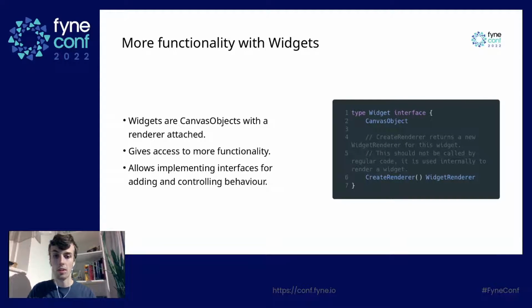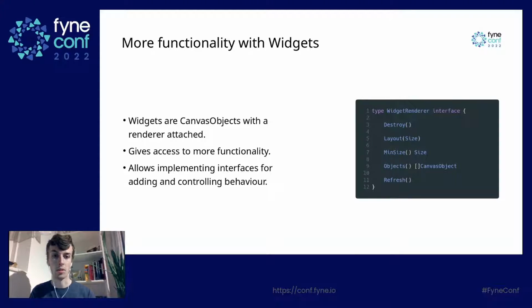But let's say that we want to display our own object on the screen. Then we want to use widgets. And widgets are basically a canvas object with a renderer attached. So the widget interface just has to implement the canvas object and then also have a create renderer method, which returns a widget renderer.